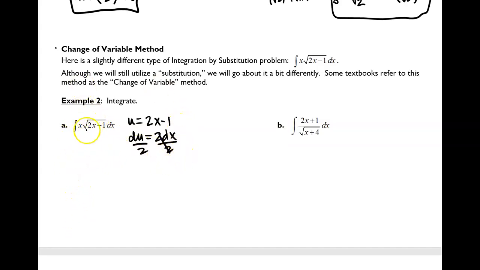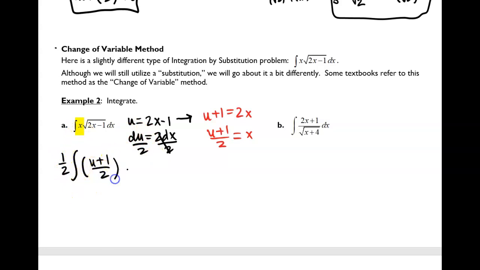So what we're going to have to do is rewrite my u equation to solve for x. So this would give me u plus 1 is equal to 2x, and u plus 1 over 2 is equal to x. That way I can substitute in for that x, but it will be in terms of u. So my integral will be, so I have my 1/2 out in front. That comes from my du. The integral, my x is now u plus 1 over 2, and then times square root of u, or u to the 1/2, du.